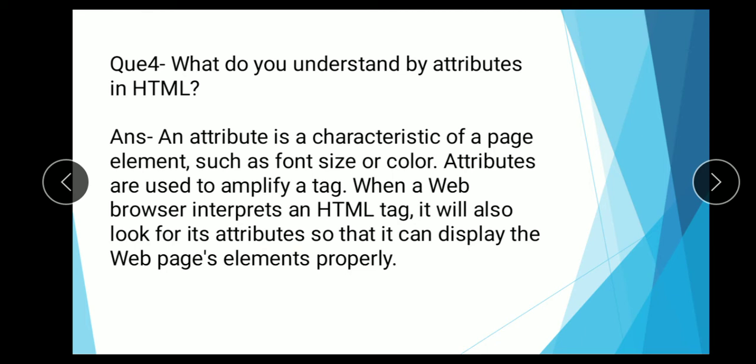It means an HTML attribute is a characteristic of a page element such as, for example, font, size, color, background color. All attributes are used to amplify a tag. These attributes are used inside the tag. When a web browser interprets an HTML tag, it also looks for its attributes so that it can display them on a web page.